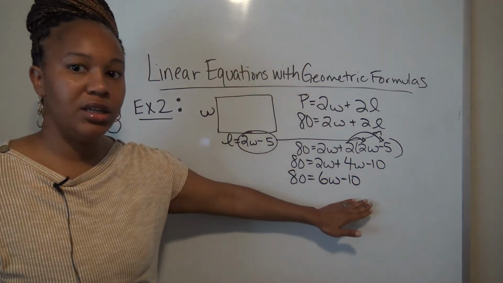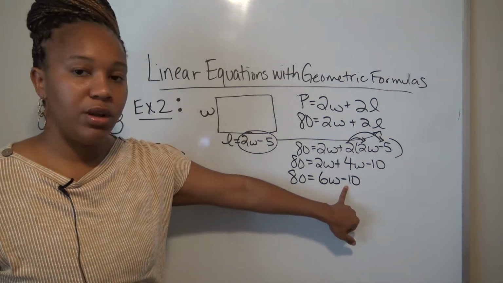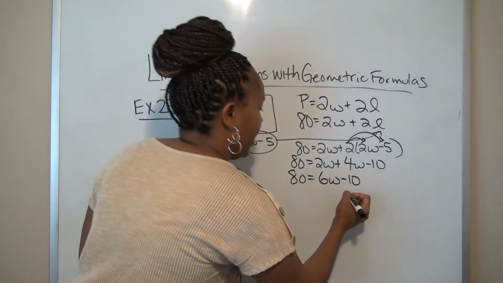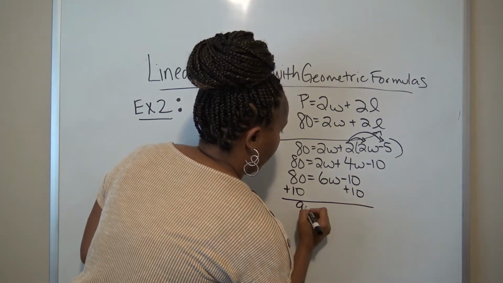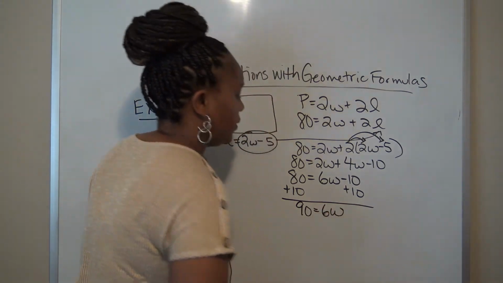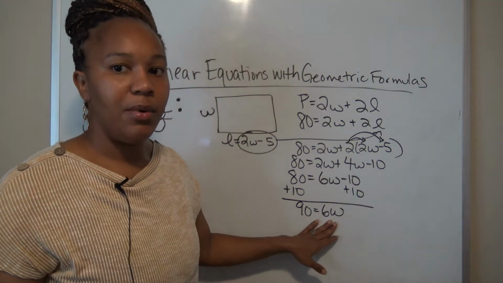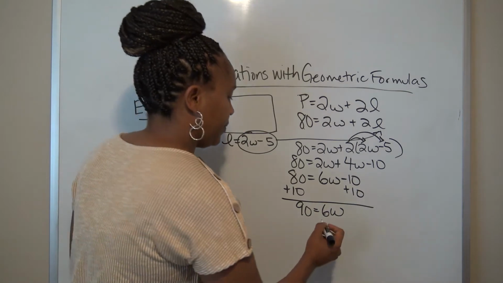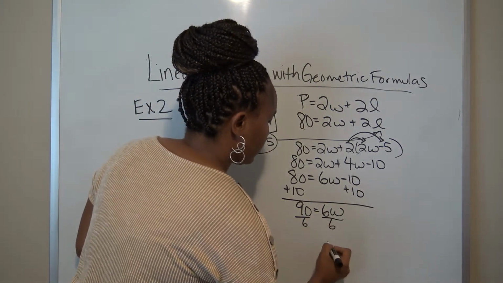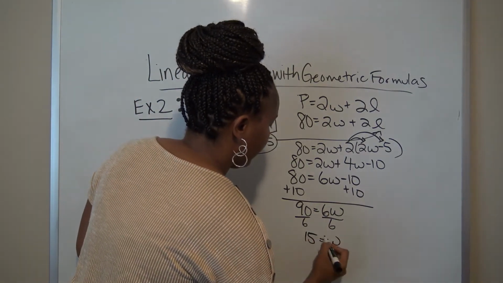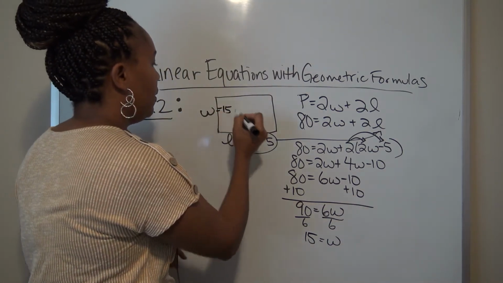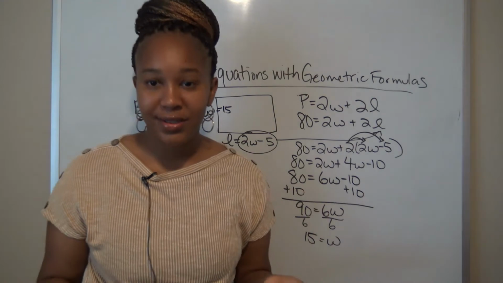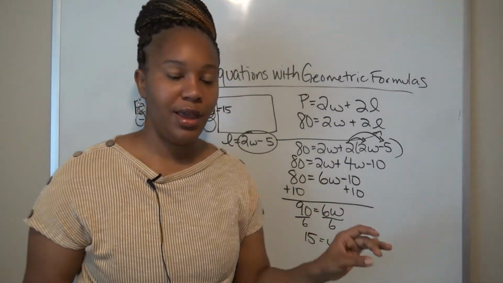So now I need to get W by itself. I'm going to get rid of the minus 10 first by adding 10 to both sides, and I get 90 is equal to 6W. Then I'm going to divide both sides by 6, and I get W is equal to 15. So the width is 15, but it asks us to find the dimensions, which means it wants us to find the width and the length.